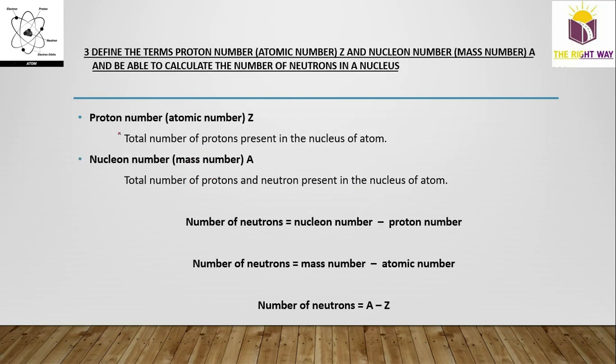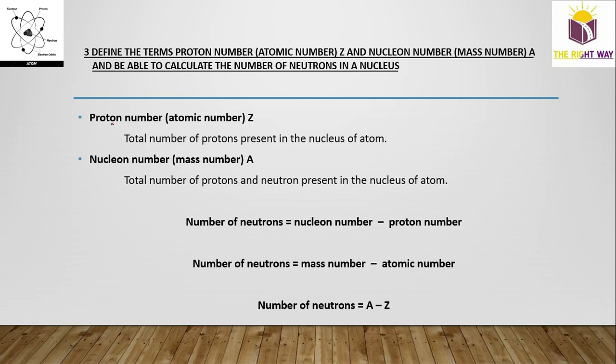Okay, the third and very important topic: define the terms proton number (atomic number), denoted by Z, and nucleon number (mass number), denoted by A, and be able to calculate the number of neutrons in a nucleus. How are we able to calculate the number of neutrons?